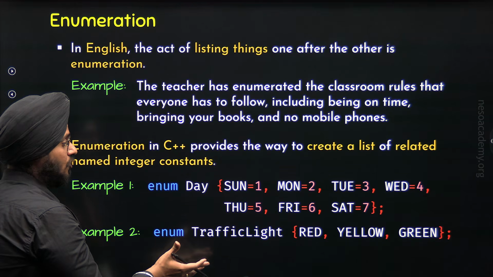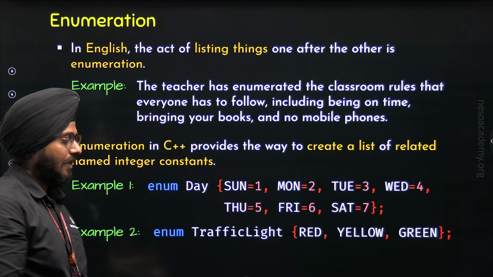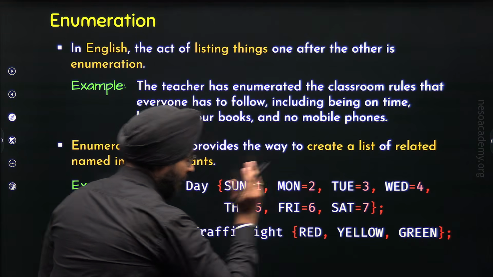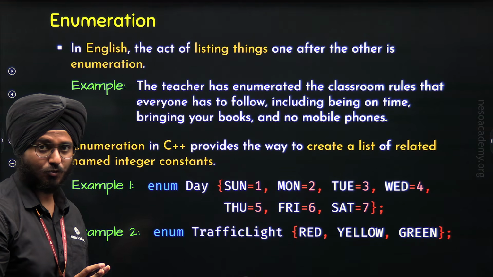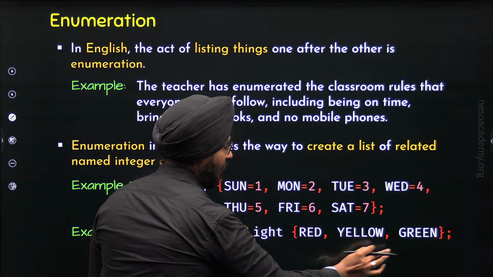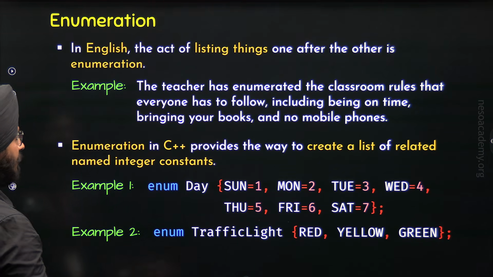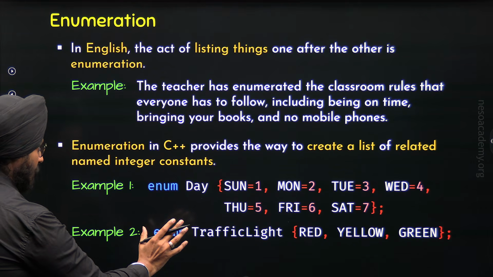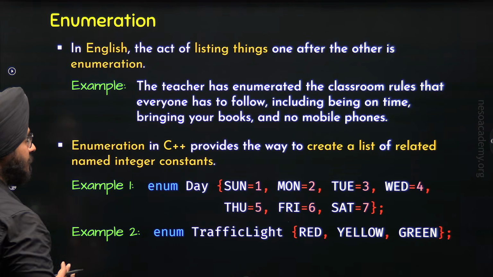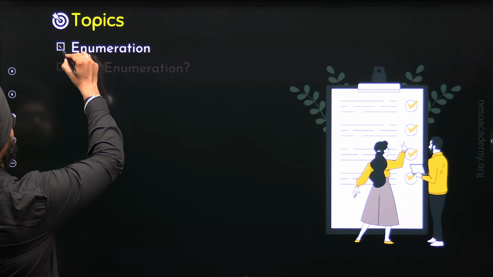I hope it is clear to you why we define enumeration. With the help of enumeration, we can group items together which are related to each other. This name makes it clear that these items represent the traffic light. I hope it is clear to you. By default, red will receive value 0, yellow will receive 1, and green will receive 2. So in this way, we can define enumeration in C++ to group related named integer constants. We have learned enumeration in C++. This means we are done with the first topic.